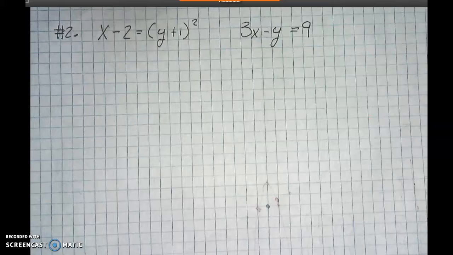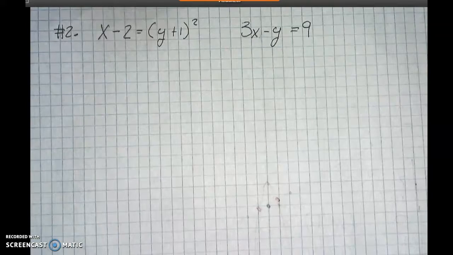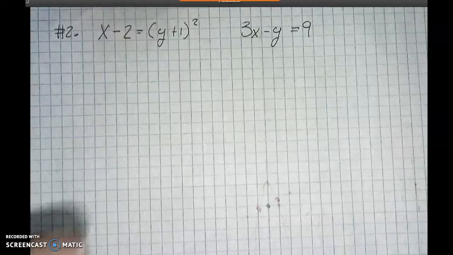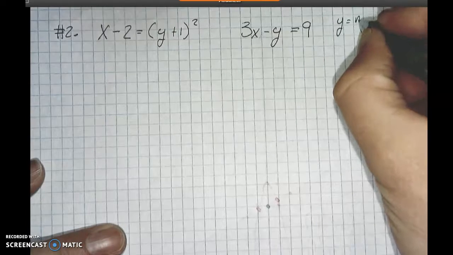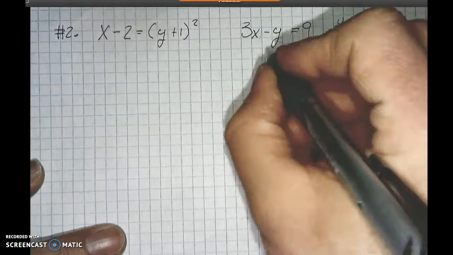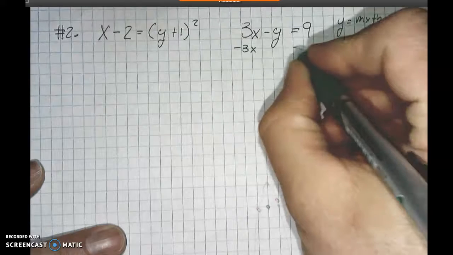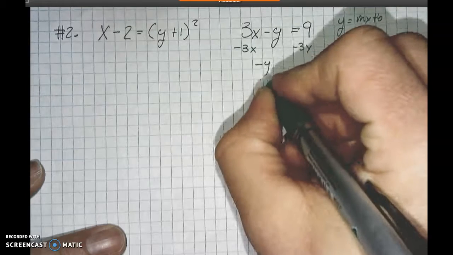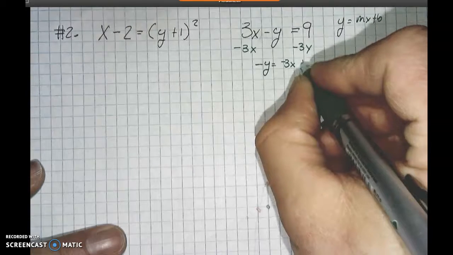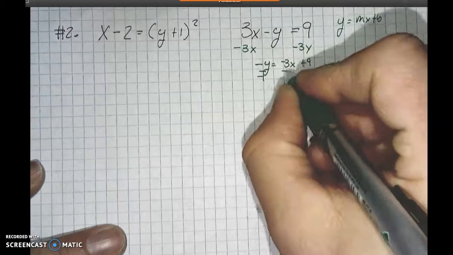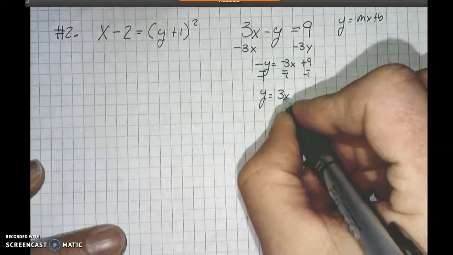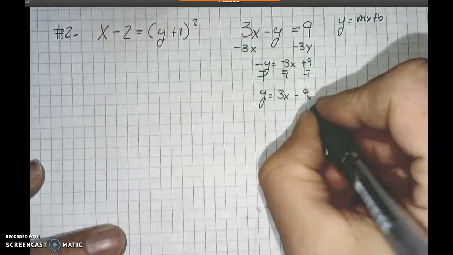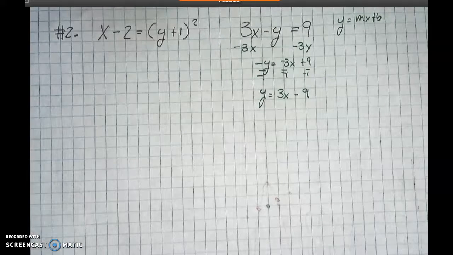Okay, so what should I do first with this linear equation? It needs to look like what, guys? Perfect. So I need to get y by itself, correct? Let's subtract the 3x. My algebra good? Okay.